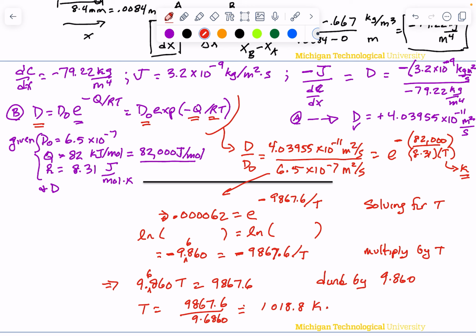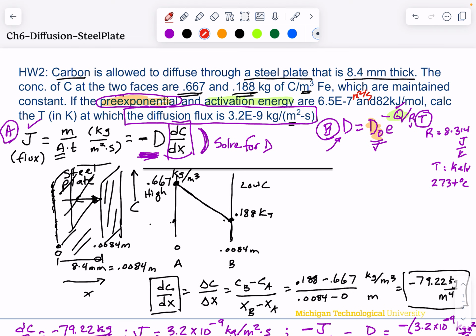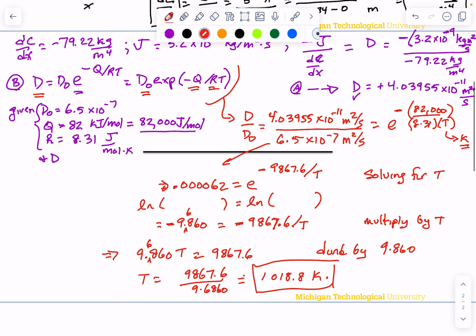All right, so that's kind of where we ended up, and that is the final answer. If the problem statement asked for it in degrees C, we would, of course, convert it to degrees C, but it asked for it in Kelvin. So that is our final answer given these initial values.